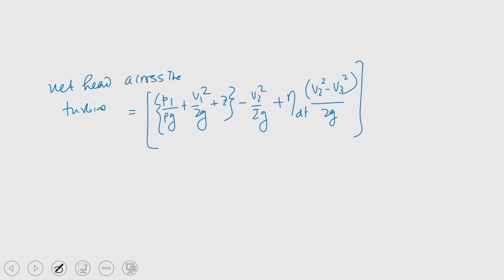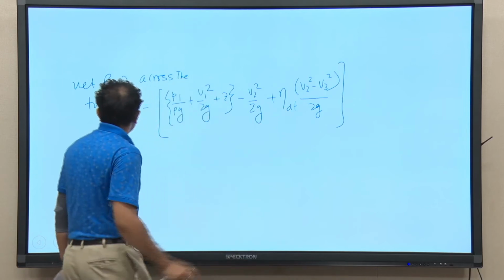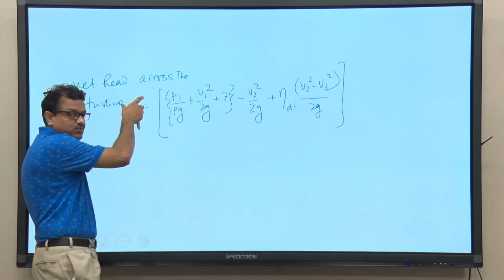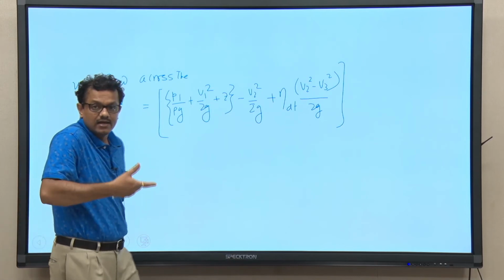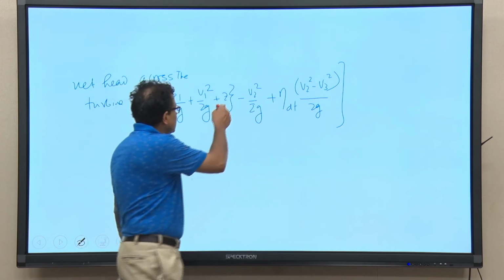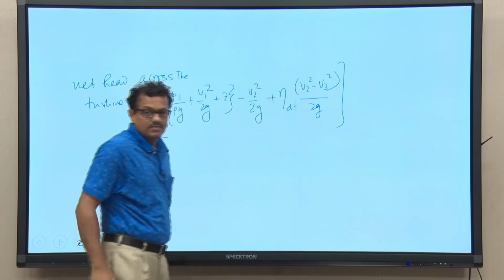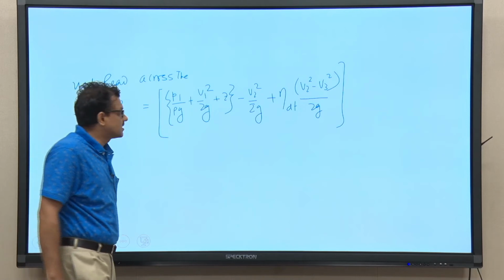So, you can understand, if we increase Z or if we increase eta dt, either by increasing Z or by increasing eta dt, we can increase the net head which could be made available across the turbine. So, the higher the net head, the higher the efficiency. Even then we cannot increase Z or eta dt beyond a certain value. Why? Now we will be discussing those.